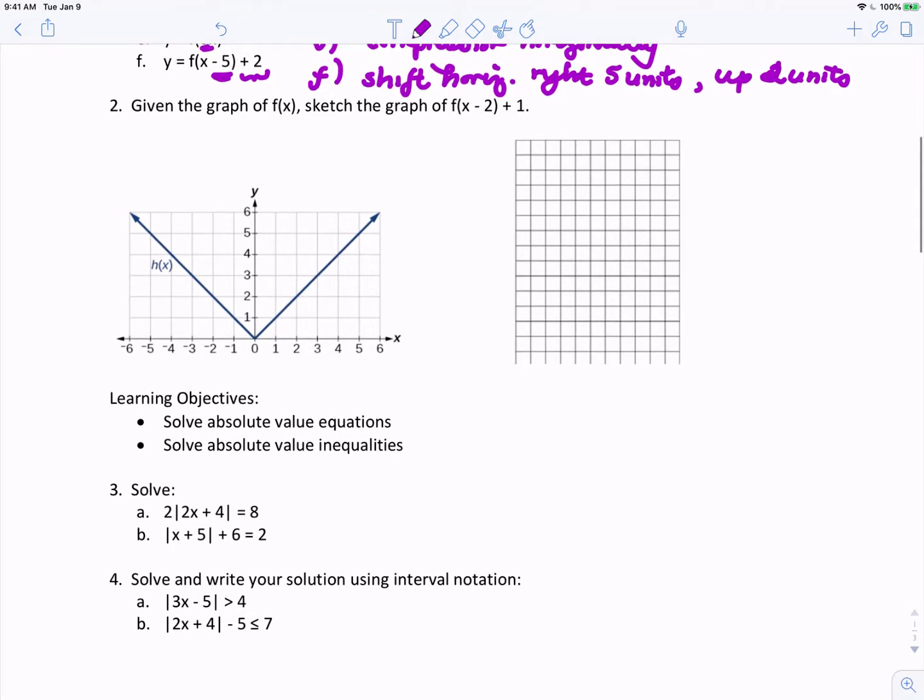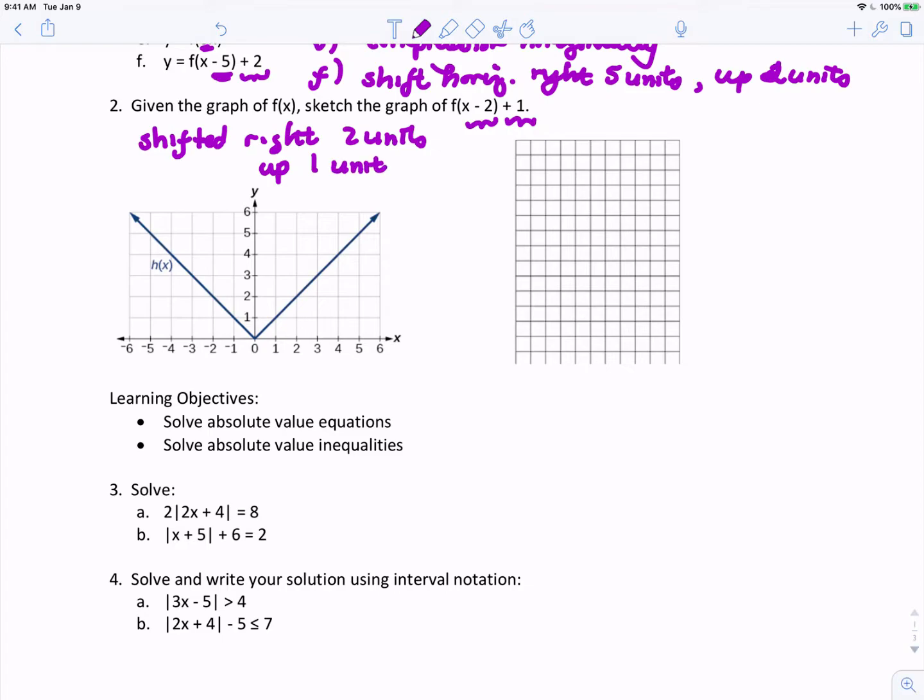For 2, given the graph of f of x, sketch the graph of f of x minus 2 plus 1. So just like before, we have to think about how the graph is going to be different. It's going to be shifted to the right 2 units, and then it's going to be shifted up 1 unit.